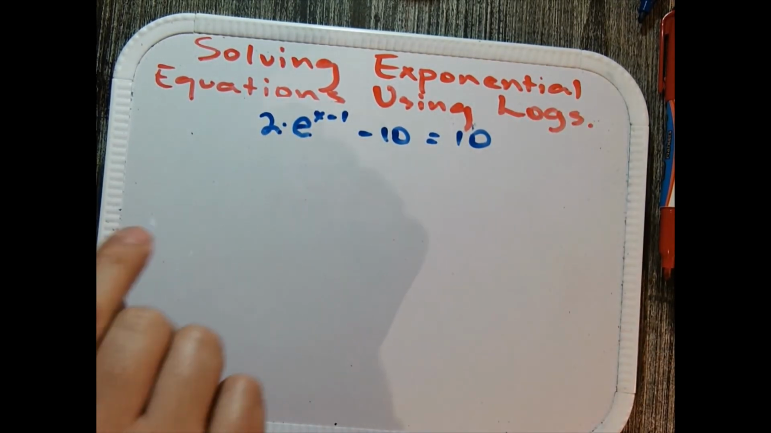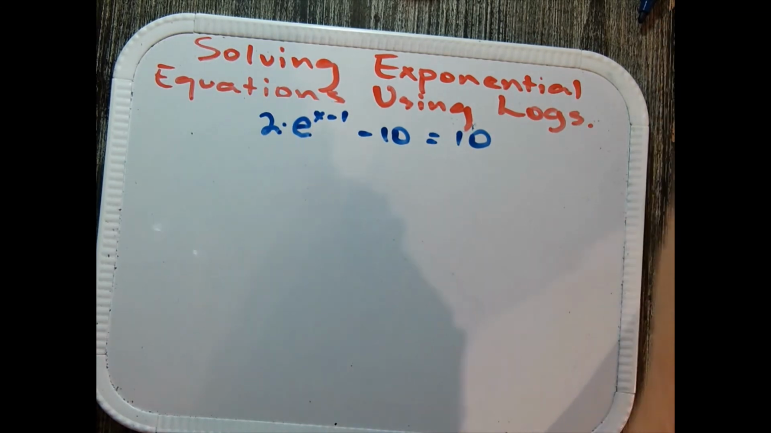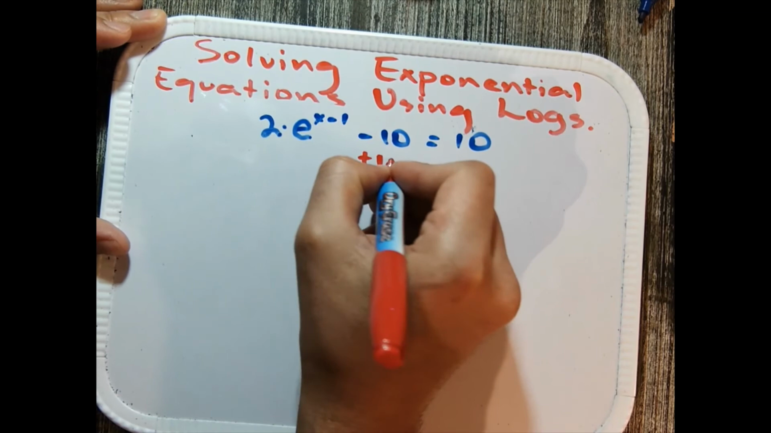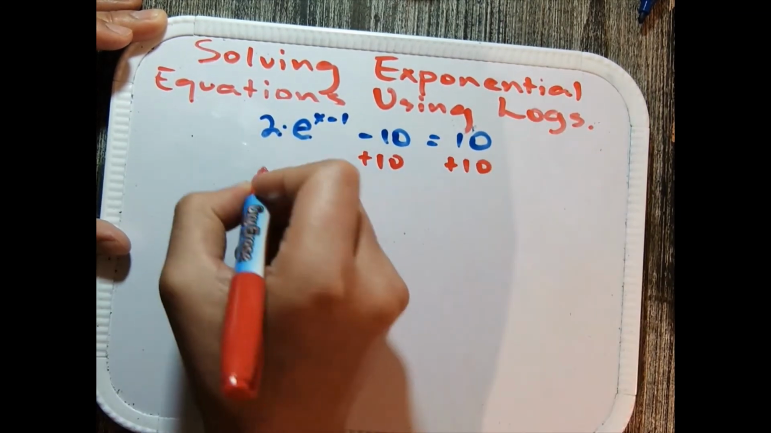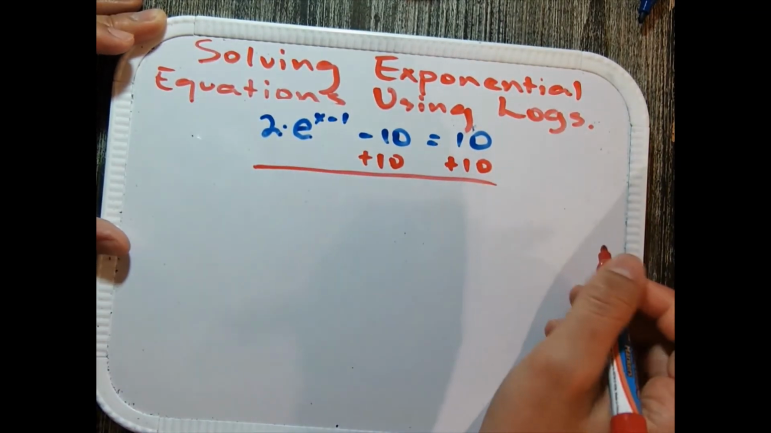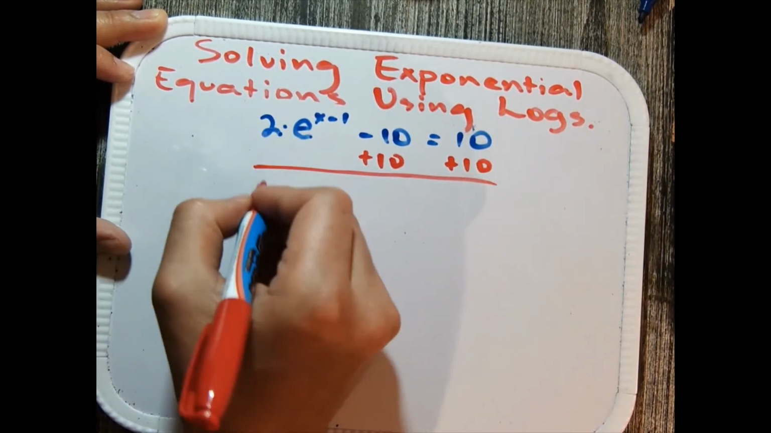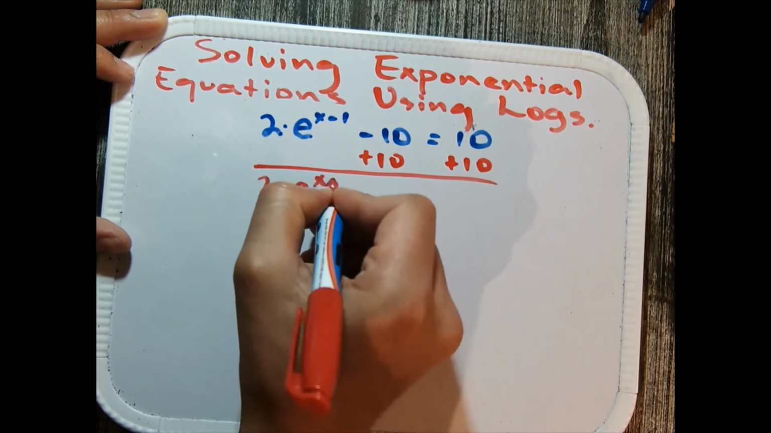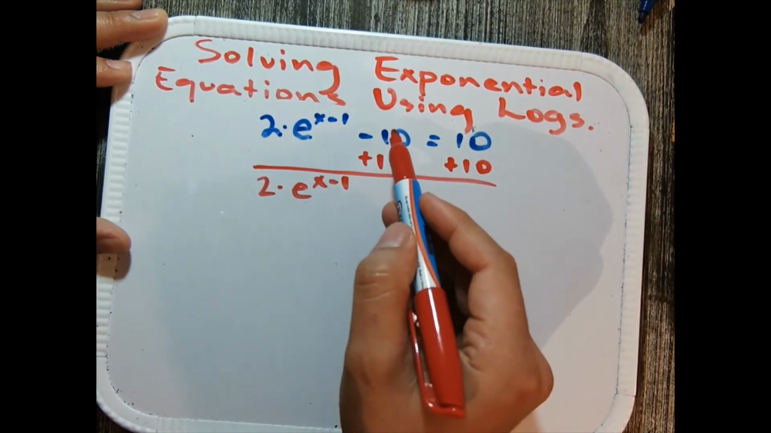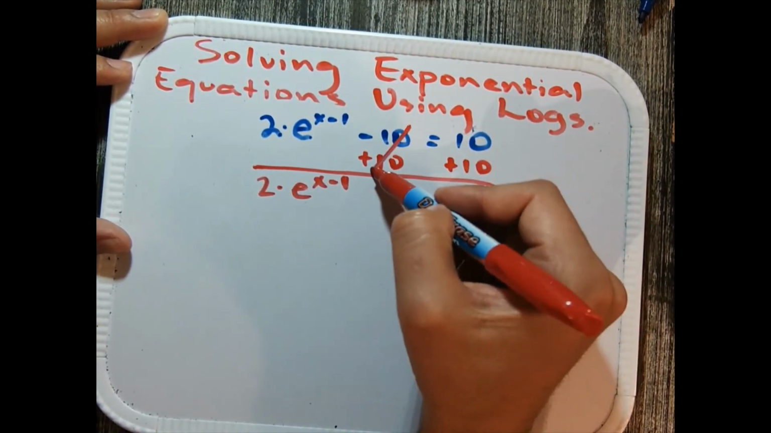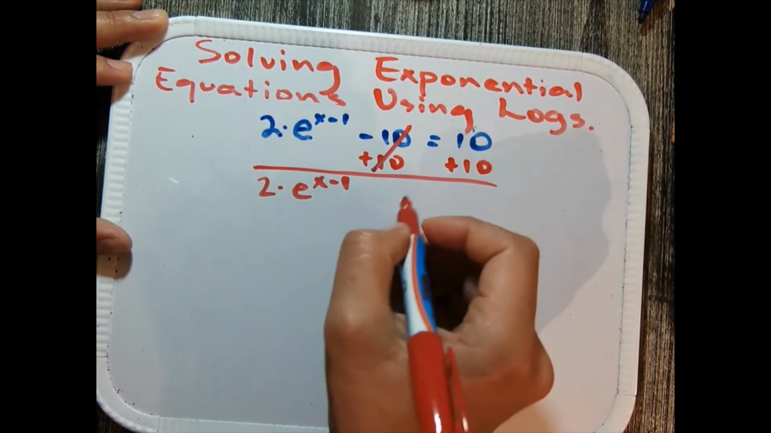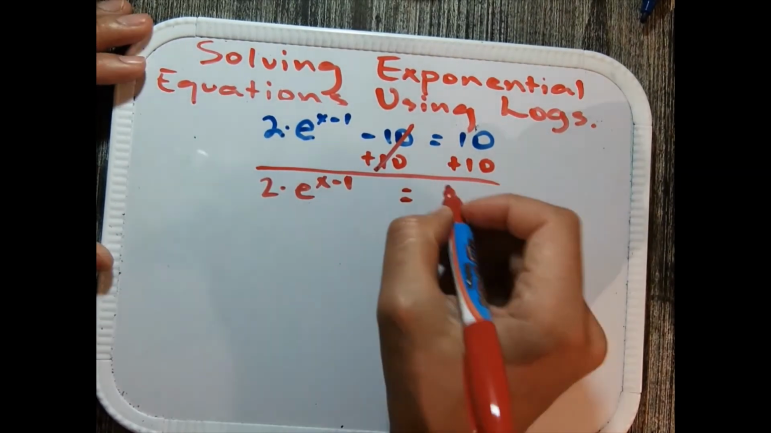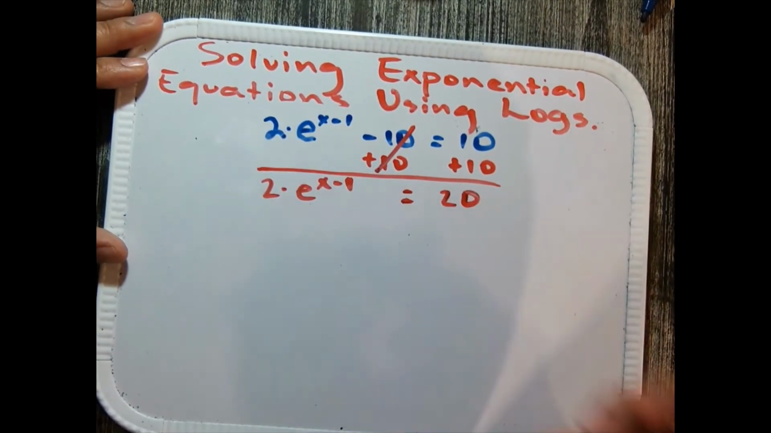So to get rid of the negative 10, I have to do plus 10 on both sides. Keep in mind, whatever you do to one side, do it to the other. So I end up with my 2 times base e raised to the power of x minus 1. Negative 10 plus positive 10, that goes away. 0, I don't have to write it down. Make sure you bring down your equal sign. Positive 10 plus 10 is equal to 20.